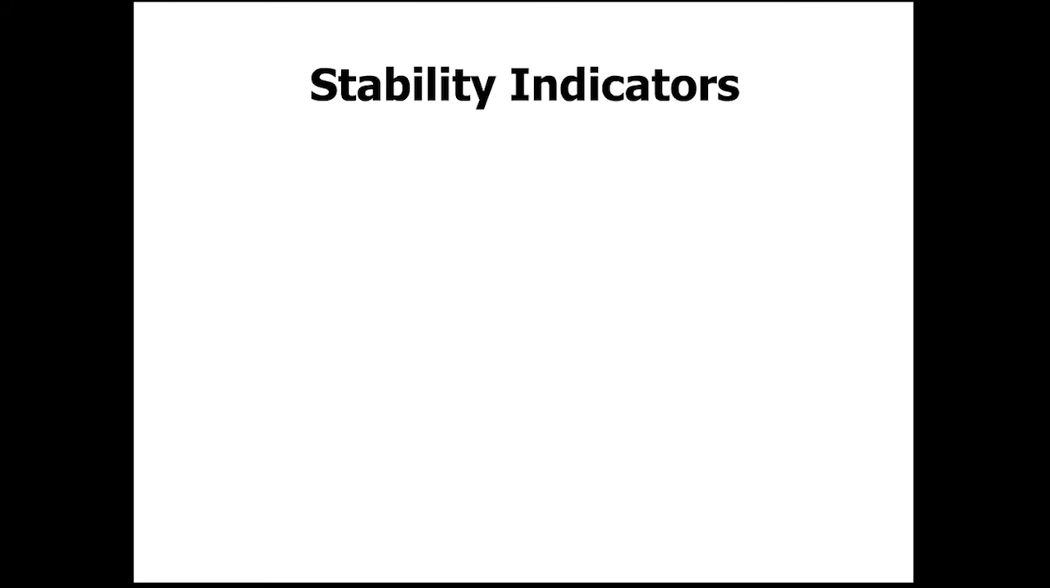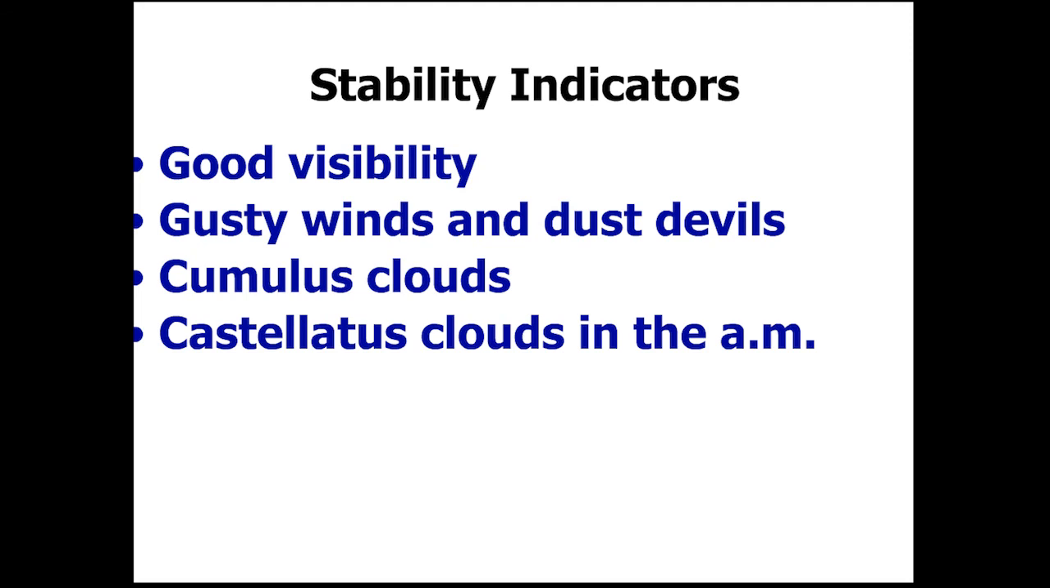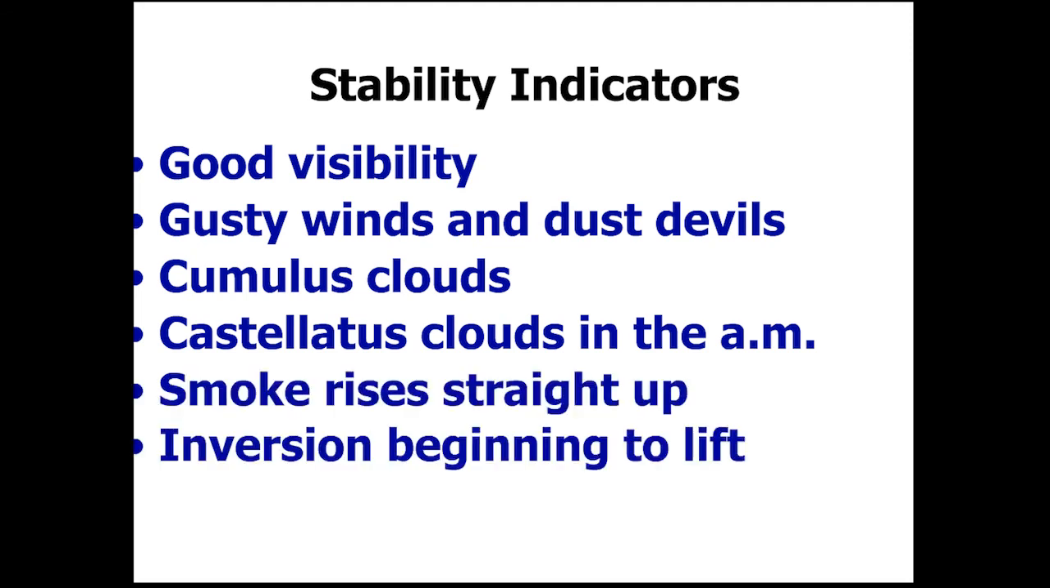We have just covered the 7 indicators for atmospheric stability. Good visibility, gusty winds and dust devils, cumulus clouds, castellatus clouds in the morning, smoke rises straight up, inversion beginning to lift, thermal belt.